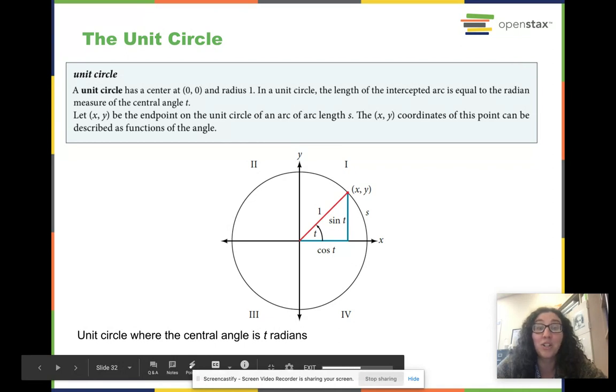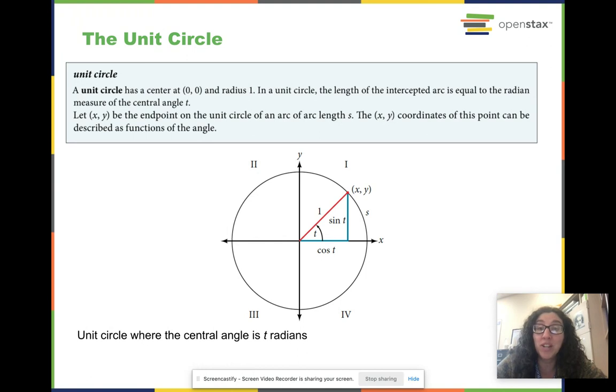All right, we're going to talk about the unit circle, which is sort of the foundation of everything we're going to be talking about this semester. So the unit circle has a center at (0, 0), and it has radius 1. In a unit circle, the length of the intercepted arc is equal to the radian measure of the central angle. You can think about that because s = rθ, right? And if r is 1, then the arc length equals the measure in radians of this angle.